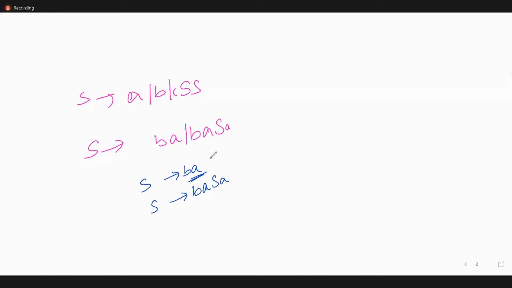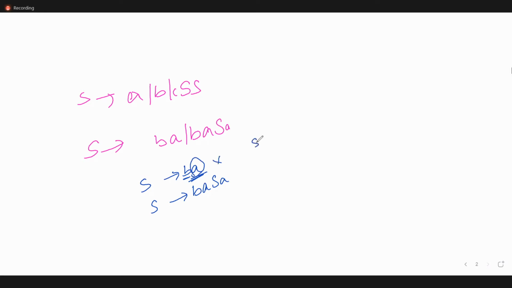Okay, Rishita, is it in GNF? Ma'am, since there is one variable at first, so I feel it is in GNF. No, it is not, it is having the terminal. After a terminal, you may have either a variable combination or nothing. But here it is starting with a variable, no? So it is not in GNF.